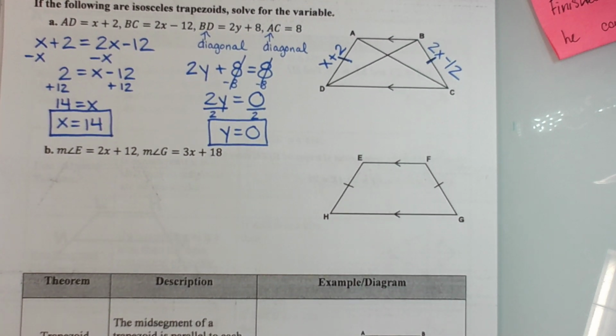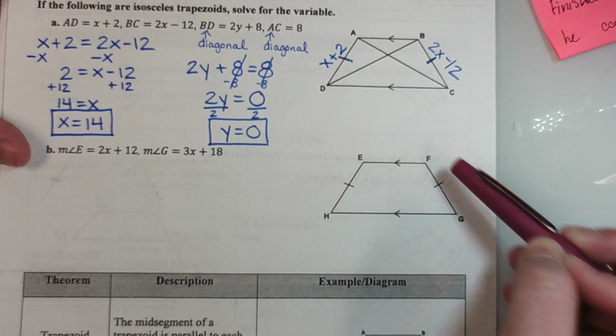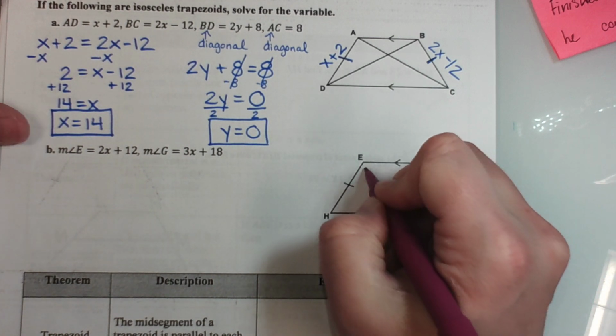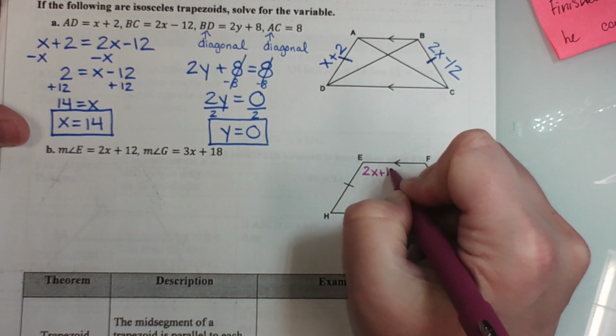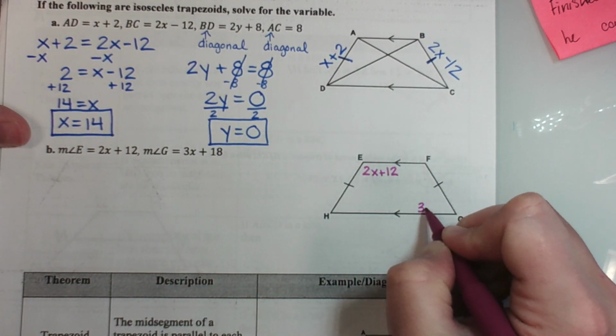Okay. Next problem. I'm given the measure of angle E is equal to 2x plus 12, and the measure of angle G is 3x plus 18. Those are angles, and they're full corners of my trapezoid. This one being the 2x plus 12. This one down here being the 3x plus 18.